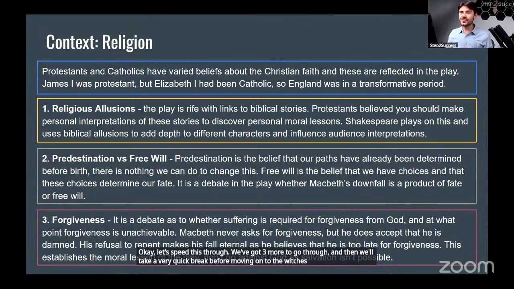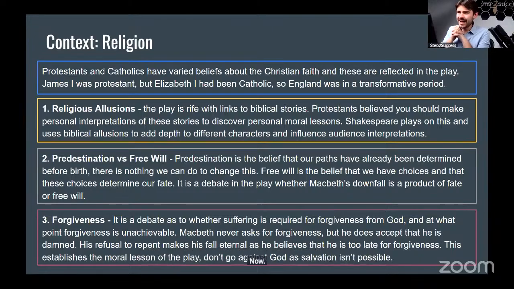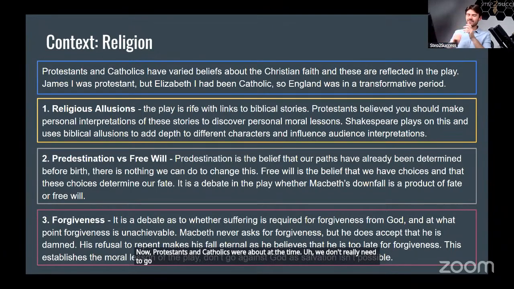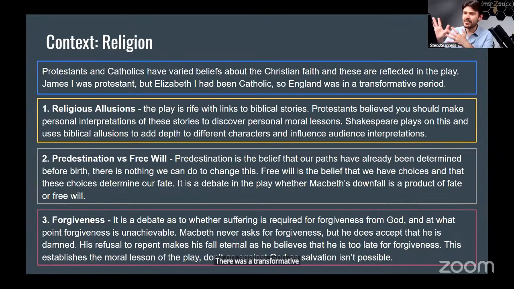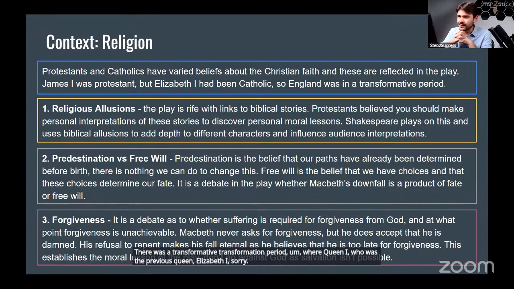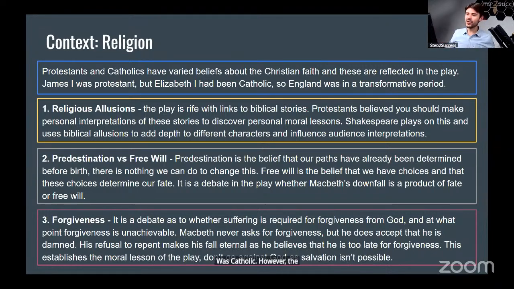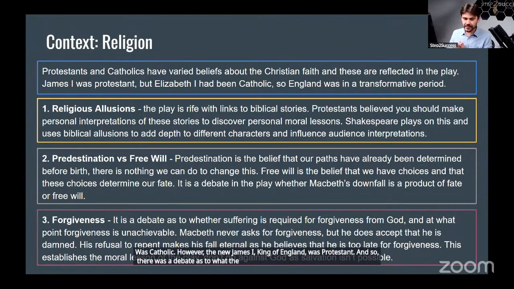So, religion at the time. Now, Protestants and Catholics, what about at the time? We don't really need to go into the debate of Protestants versus Catholics, but around the time that Macbeth was written, there was a transformation period where Queen Elizabeth I, the previous Queen, was Catholic. However, the new James I, King of England, was Protestant. And so there was a debate as to what the general public should be.